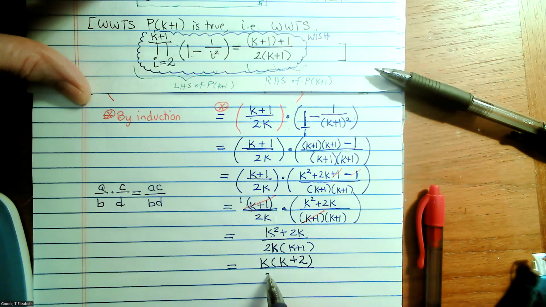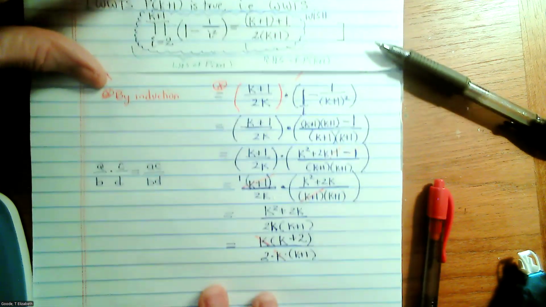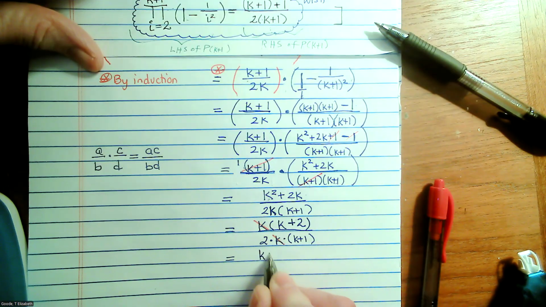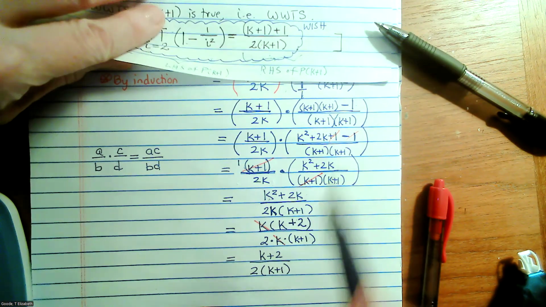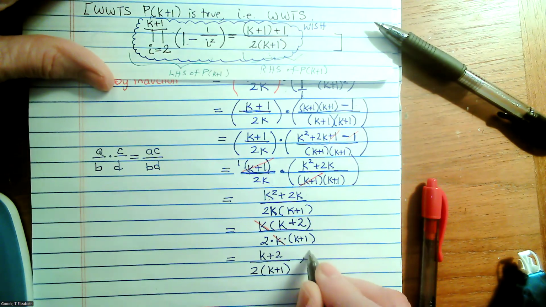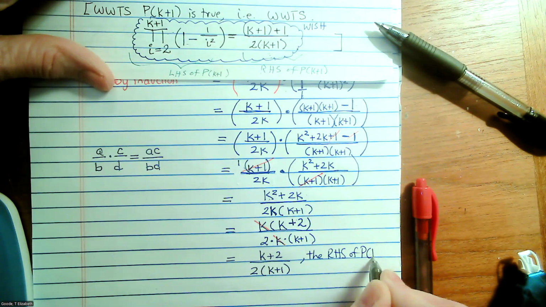And so then down here, that we've got a 2 times a k times a k plus 1, right? But now the k's do cancel. See? We got rid of the k on the bottom. And now look what we've got. We've got k plus 2 on top, and we've got 2 times k plus 1 on the bottom. Isn't that what we wanted? That's exactly what we wanted. This is the right-hand side of P of k plus 1.